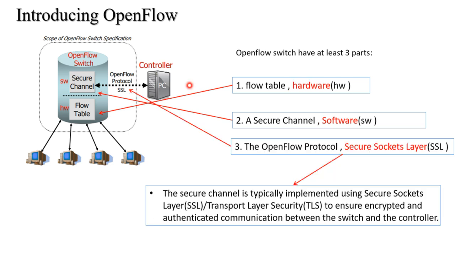And then the third part is the OpenFlow protocol, which is implemented using Secure Sockets Layer or Transport Layer Security, TLS or SSL. It is the authenticated communication between the switch and the controller. Using this OpenFlow protocol, the controller talks to the OpenFlow switch over the secure channel.